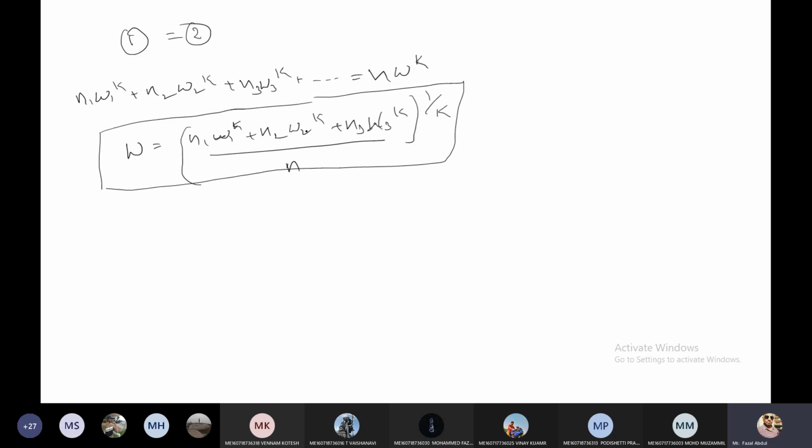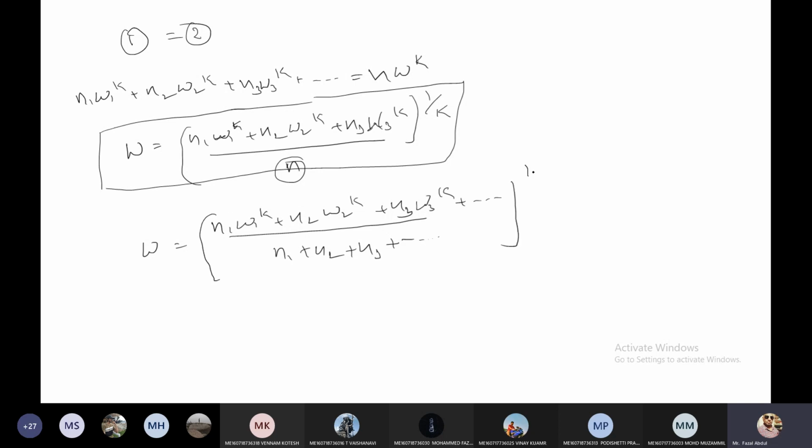So what is W here? The dynamic load rating for a rolling contact bearing. Now the equation may be written as W equals (N1 W1 power K plus N2 W2 power K plus N3 W3 power K by N1 plus N2 plus N3 plus and so on) power 1 by K. So this is the basic equation for the dynamic load rating for a rolling contact bearing.